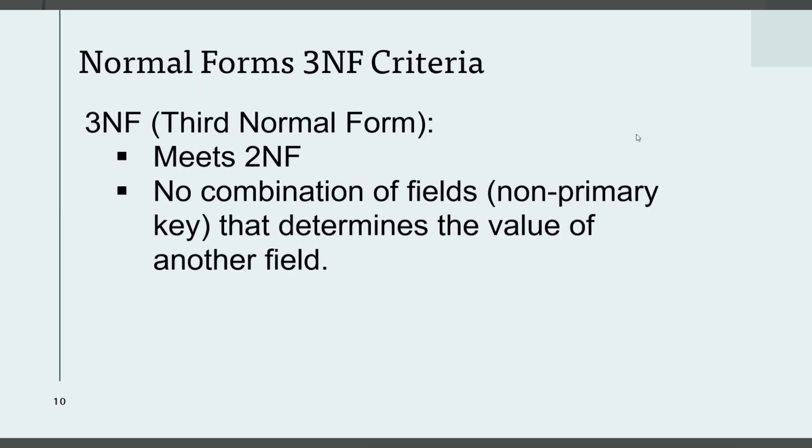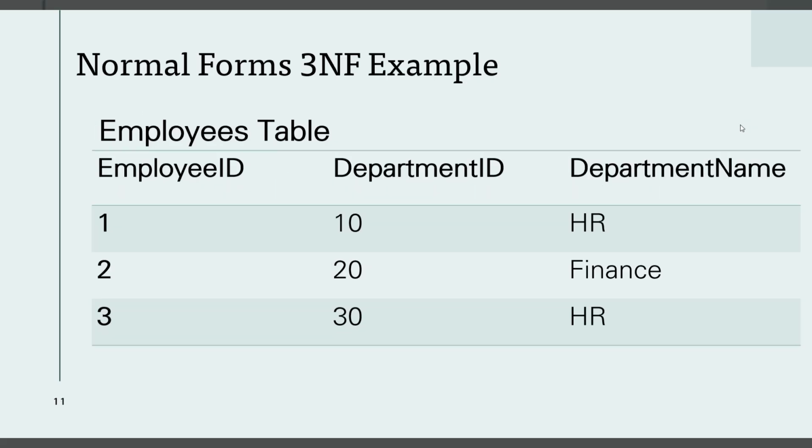Third normal form builds on second normal form. It means the table already has no partial dependencies, and now we can also remove any relationships between non-key fields. In other words, no non-primary key field should determine another non-primary key field. This keeps all data directly tied to the primary key and eliminates unnecessary duplication.